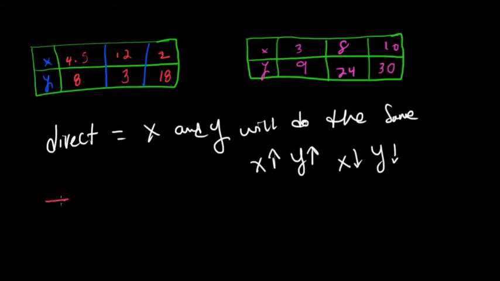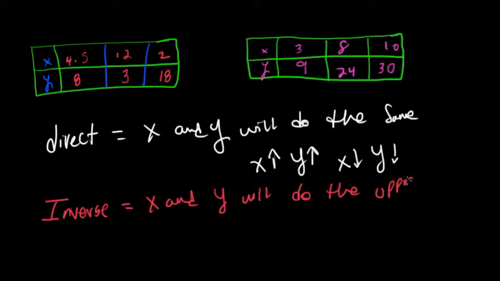Inverse means exactly what it is. X and Y are the inverses of each other. So X and Y will do the opposite. If X increases, Y will decrease, or if X decreases, Y should increase. This is how we can differentiate between a direct or an inverse variation, by looking at these values here.